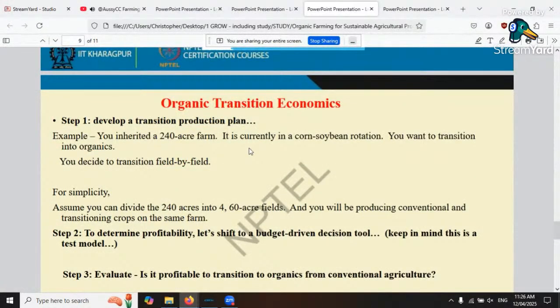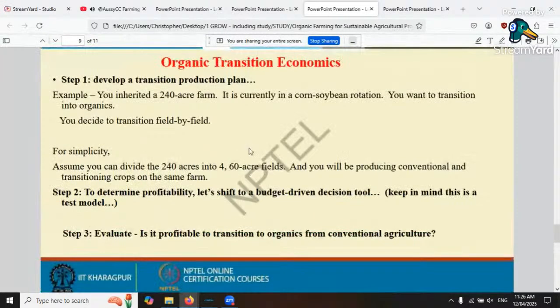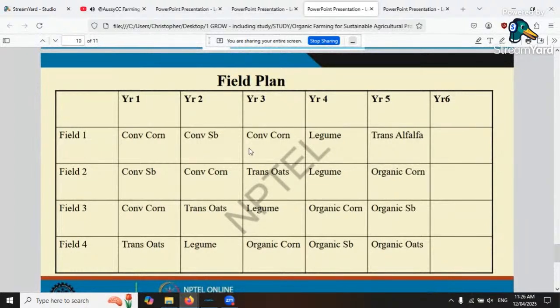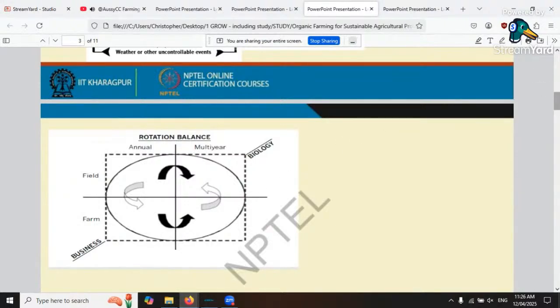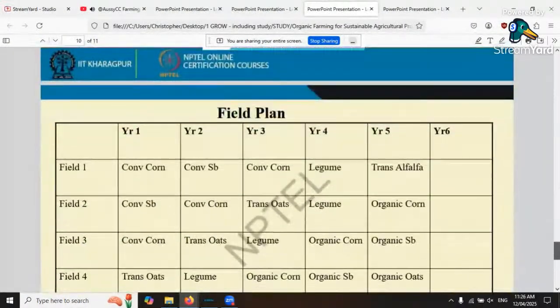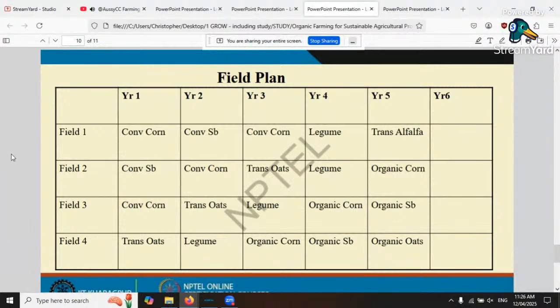Organic transition economics. Step 1. Develop a transition production plan. We'll go down here to the field plan. You might want to use this as an example. Say you've divided it like it shows before, like that. You might have your fields laid out into areas, and then you've got your field numbers, and then your years, what you're going to do and how you're going to rotate them and what you're going to put in those areas.